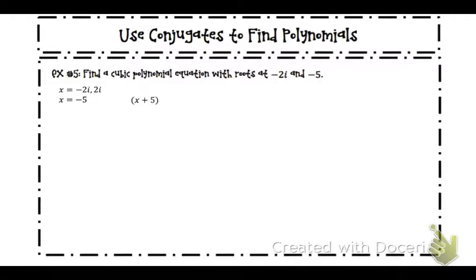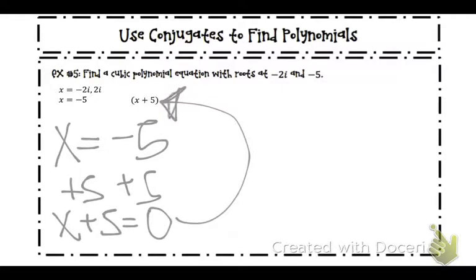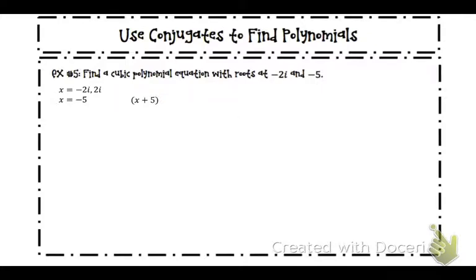So from this right here, we have x equals -5. I need to make it into a factor. I'm just going to add the 5 over. So then that's x plus 5 equals 0. That's where I got that factor, right there. Okay? So x plus 5 is one of them. And then x plus 2i and x minus 2i are the others. So you can always just change those signs and add an x in front.